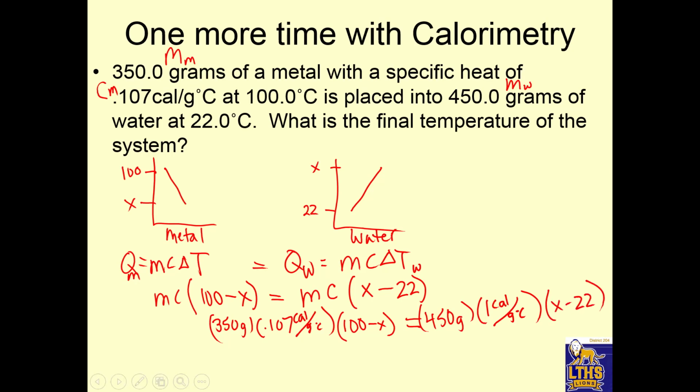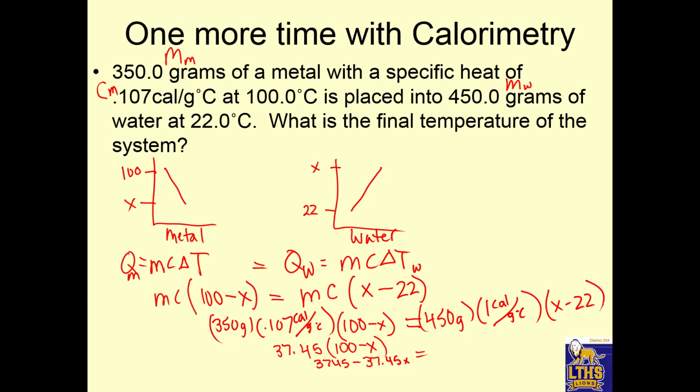So now we have to do all this math and solve for X, okay? This is where your algebra skills come in. Fortunately, you have algebra skills, yay. So you have 350 times 0.107, and that gives us 37.45, all right? And that's times 100 minus X. So now we have to distribute that in. So we get 3,745 minus 37.45x.